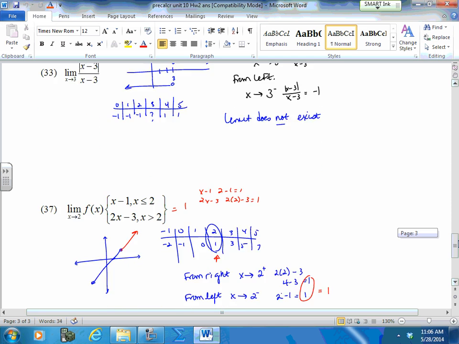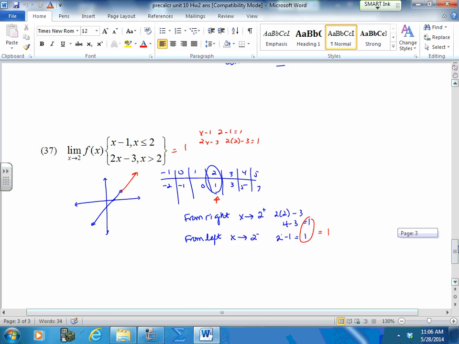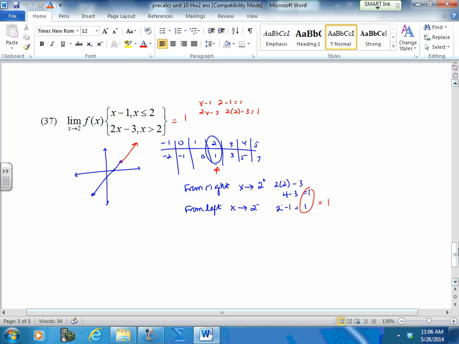All right. And this is your last one. This is a piecewise. Again, all you care about is this point right here. You plug the 2 into here, and you get a 1. And you plug the 2 into here, and you also get a 1. So from the right and from the left, they both approach 1. So one is open, one is closed. Okay, so that you can figure out that y value, which is 1. If they don't converge at the same point, then there's no limit. The limit doesn't exist.